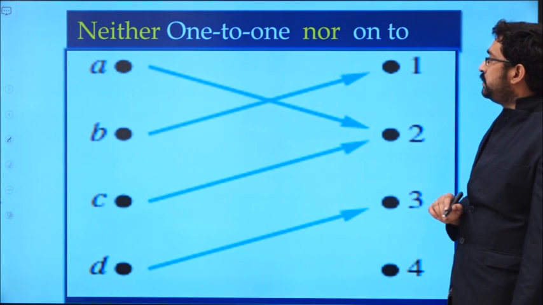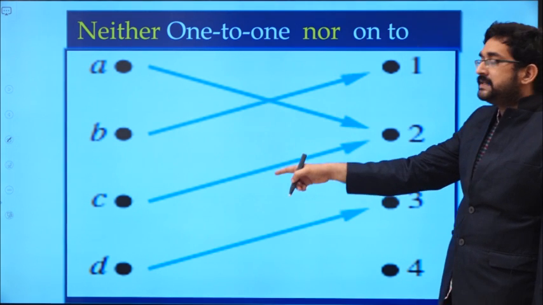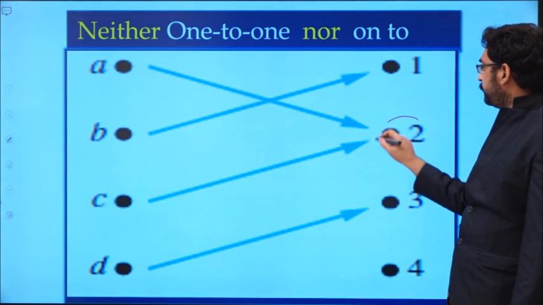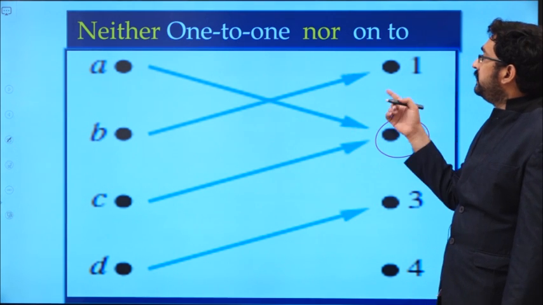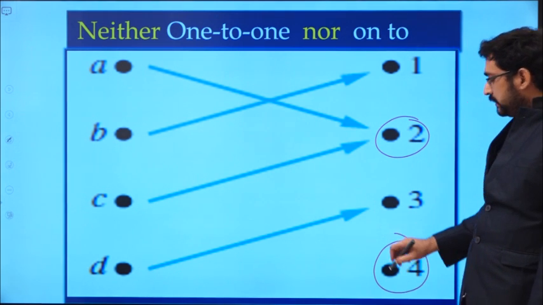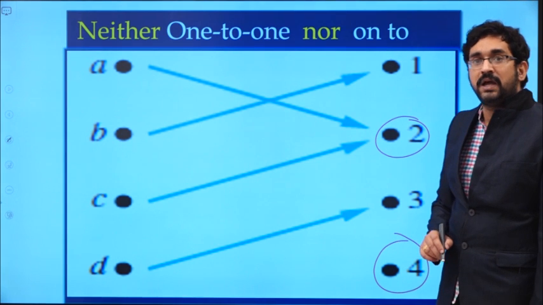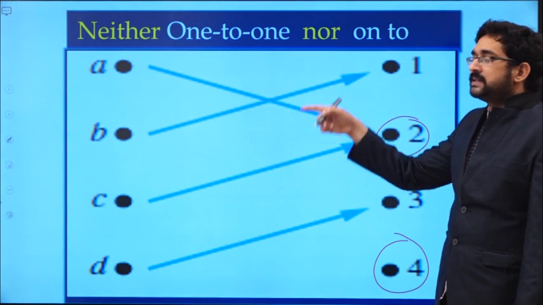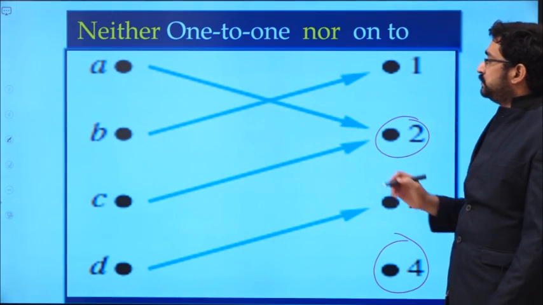This is neither 1-to-1 nor onto. Why not 1-1? A and C are distinct, but they are mapped to the same element. That's why this is not 1-1. How can we say that it is not onto? Because element 4 in the codomain doesn't have a mapping from the domain. That's why this is not onto. So this is an example of a function which is neither 1-1 nor onto.